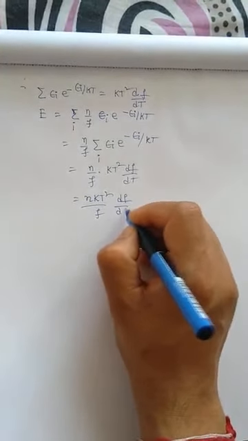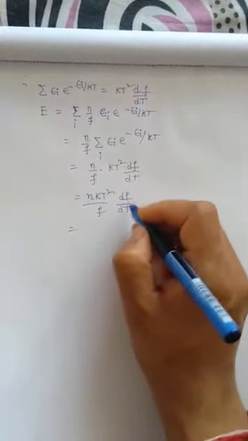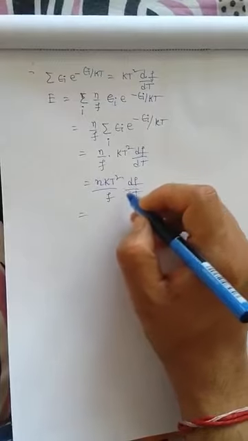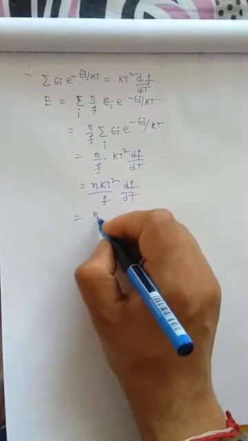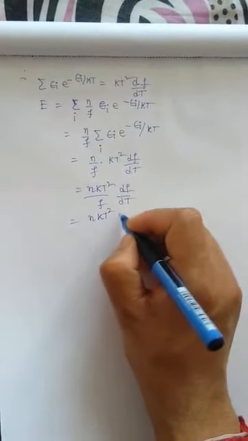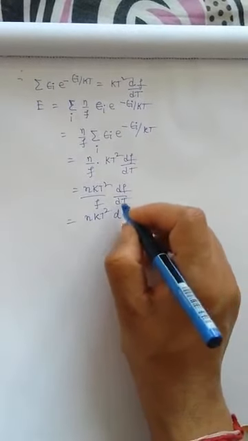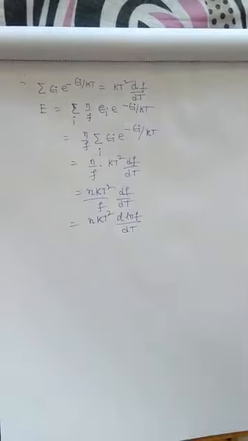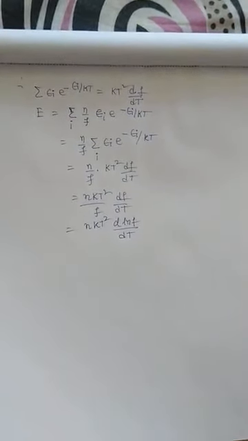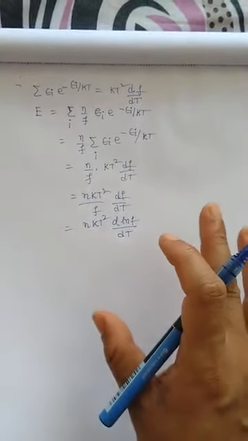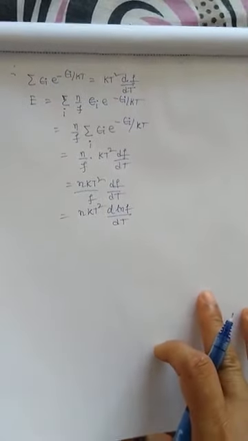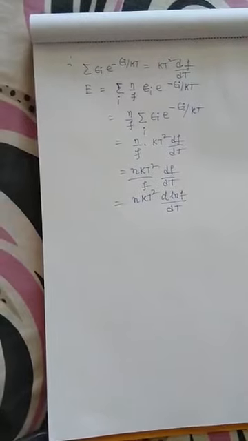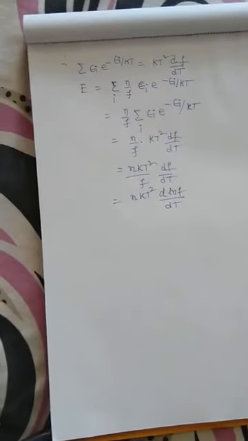If you critically observe this quantity df by f, I can write it in this way: it is d of ln f, so d ln f by dT. So this is the energy expression that we are going to use for the average energy of molecules. This is the required expression for this type of rotational partition function.